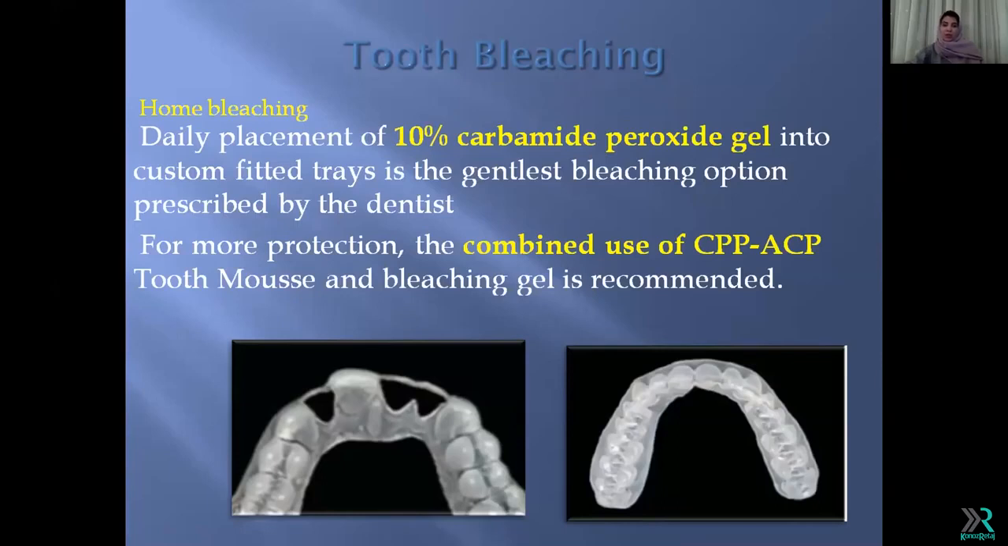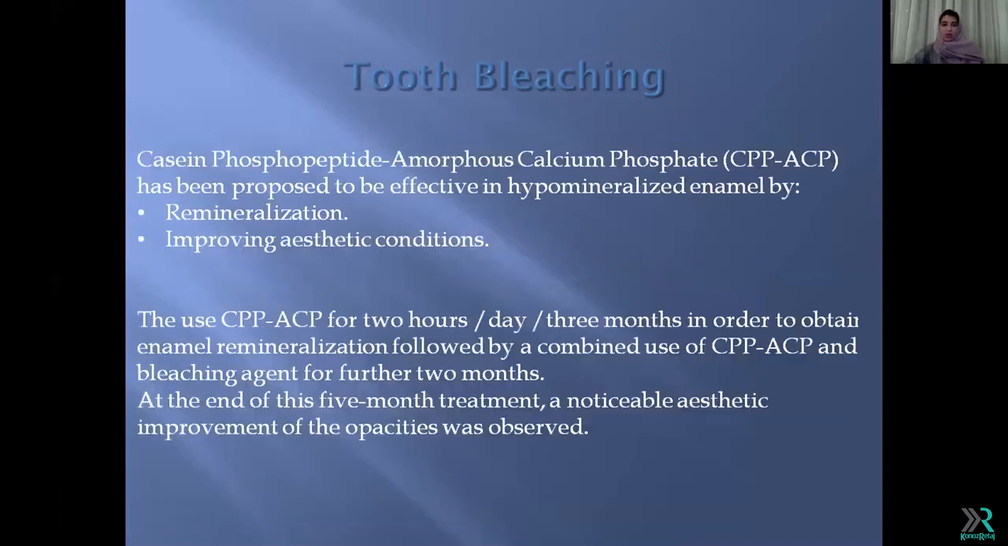And for further protection, combined use of casein phosphopeptide amorphous calcium phosphate, tooth mousse, and the bleaching gel is recommended. The casein phosphopeptide amorphous calcium phosphate will not interfere with the action of the bleaching gel. The aim of its use is to increase remineralization and improve the aesthetic outcome.